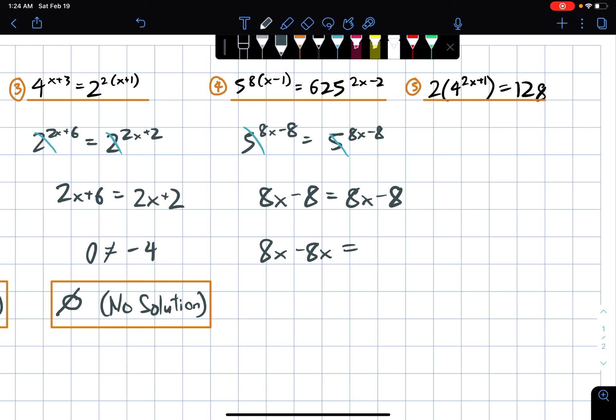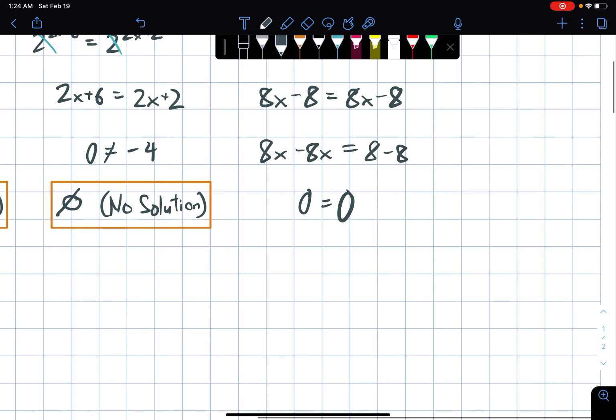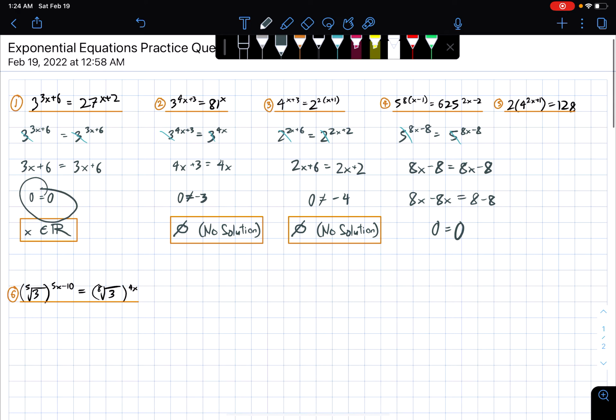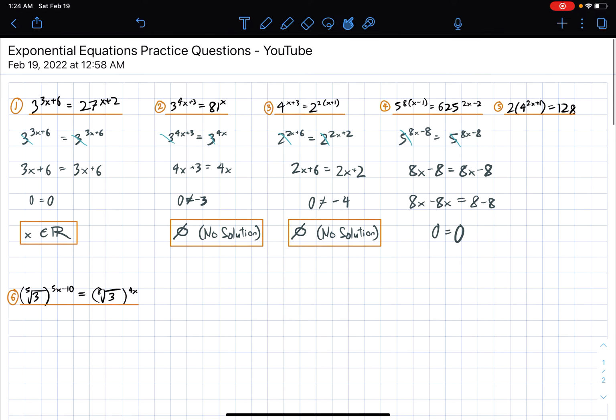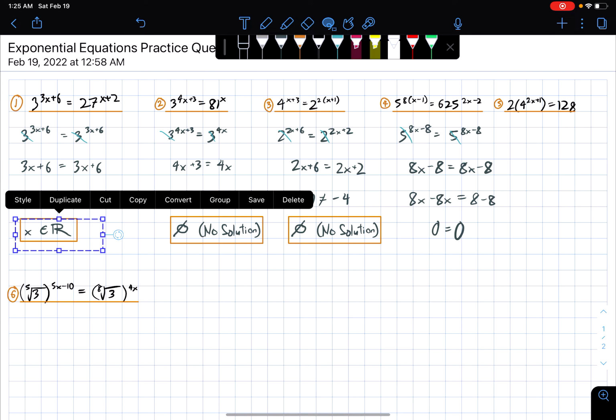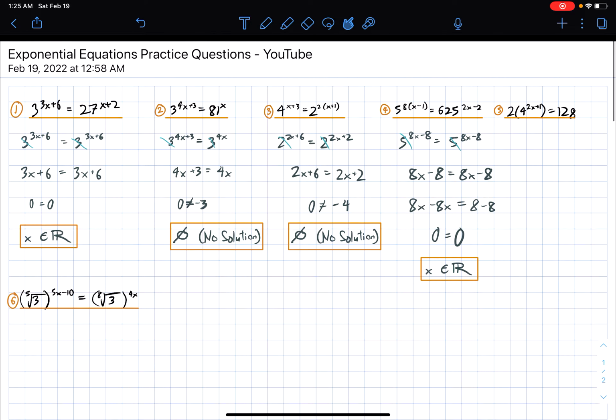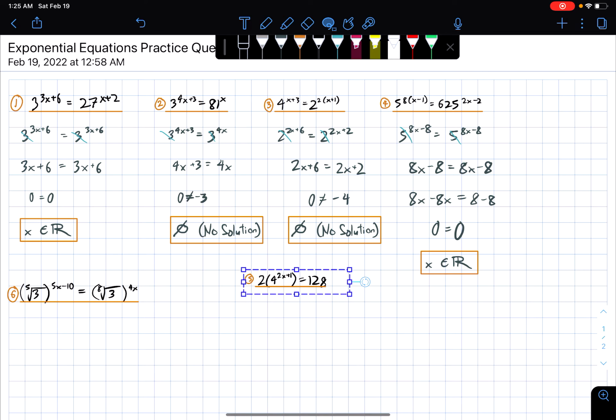So 8x minus 8x, then on the other side of the equation we place 8 minus 8. Then basically we get 0. And similar to our situation in number 1, our answer, x, is an element of any real number. Okay, so for number 5, let's move to the problem below.